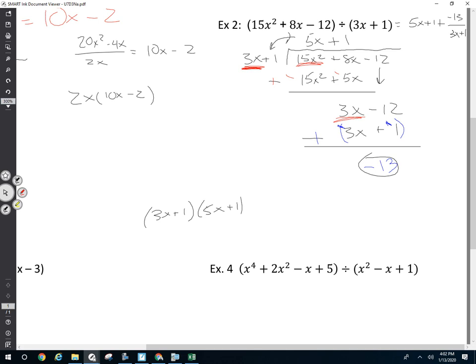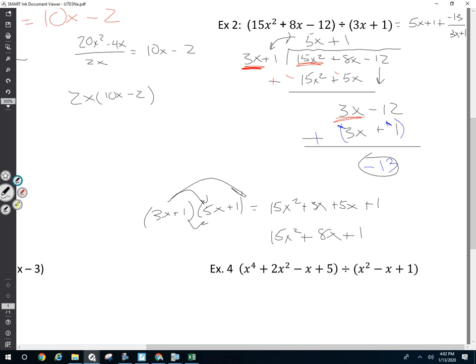It's true. 18x squared? Where did 18 come from? 15. 3x times 5x is 15x squared. 3x times 1 is 3x. 1 times 5x is 5x. 1 times 1 is 1. I get 15x squared plus 8x plus 1.